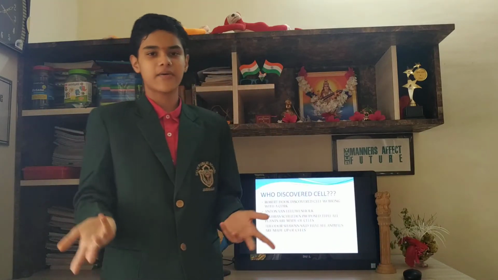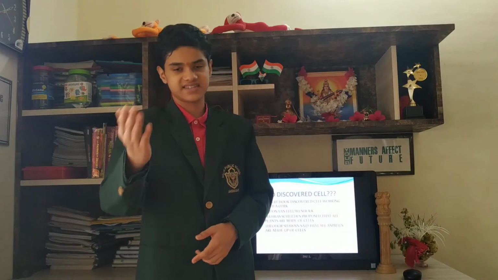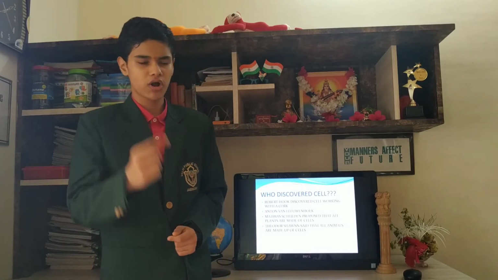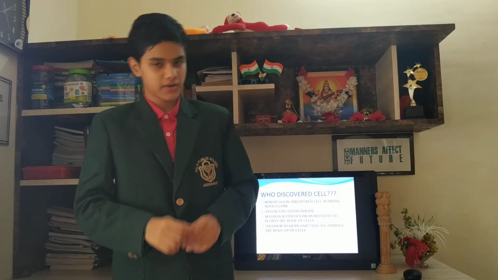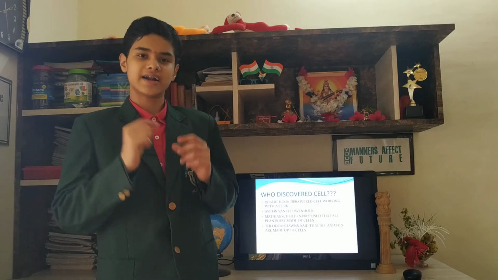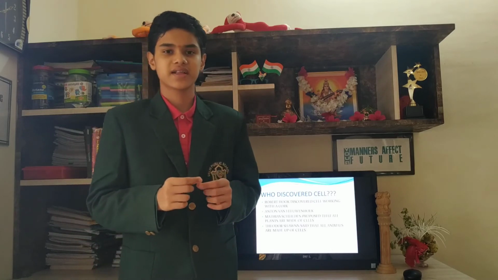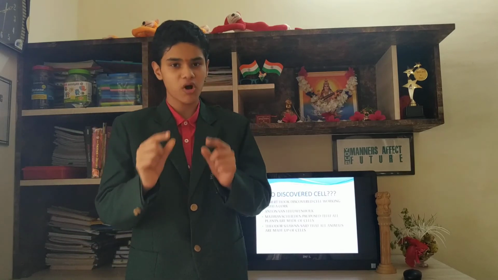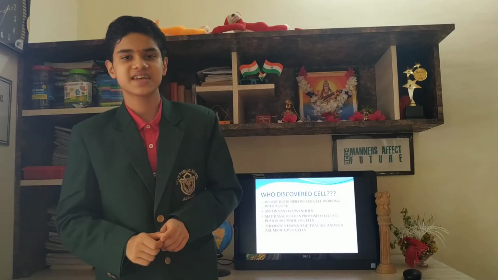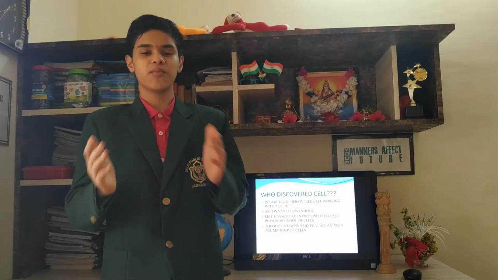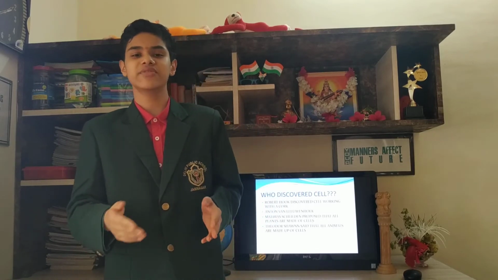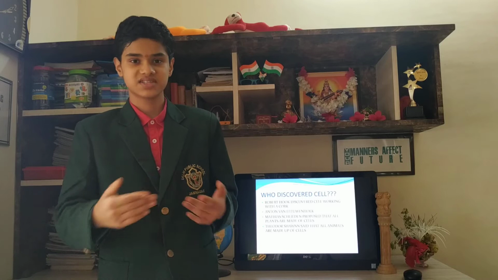So, who discovered the cell? Who gave the cell its name? It was Robert Hooke who did this. He was studying a cork under the microscope and saw that it was made up of small compartments which were assembled like the homes of the monks. Monks called their homes cells. So he gave those compartments the name cell.